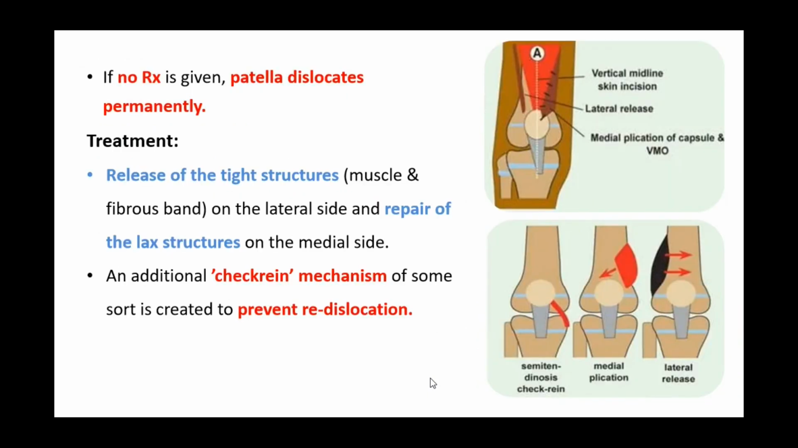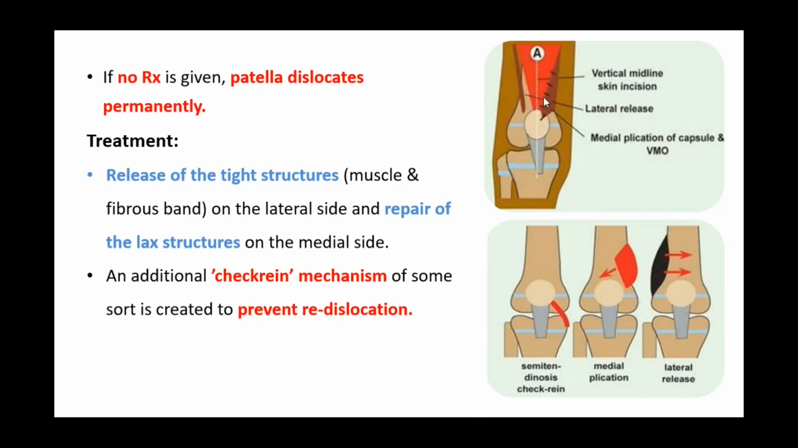So, what about the treatment? If no treatment is given, then the patella dislocates permanently. So, treatment is very important. Treatment includes the release of the tight structures on the lateral side and repair of the lax structures on the medial side. Now, this is how it is done.